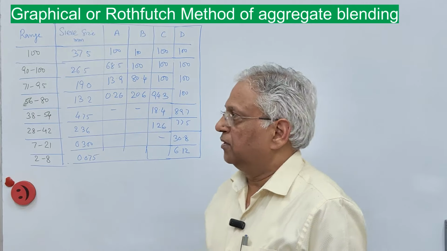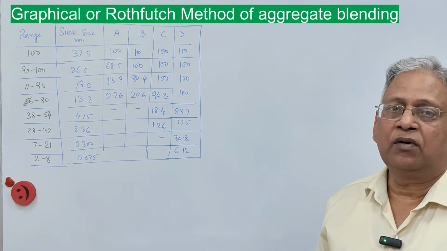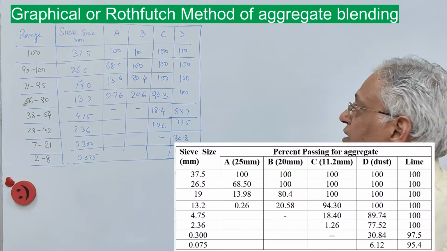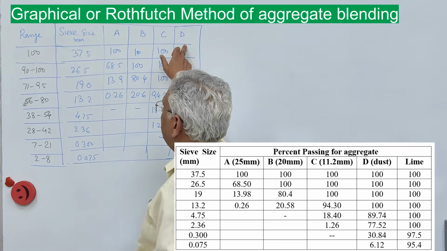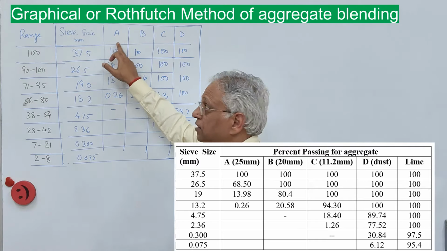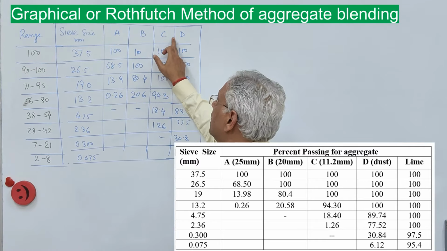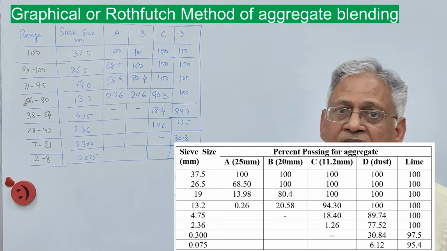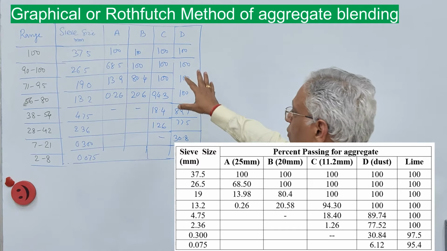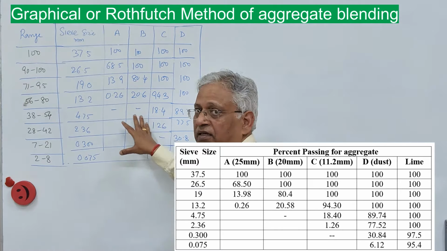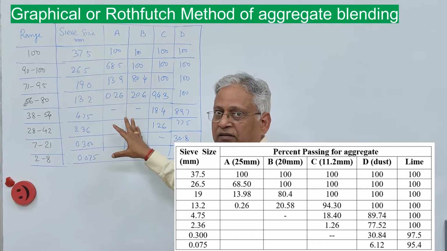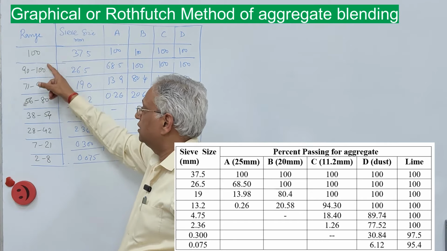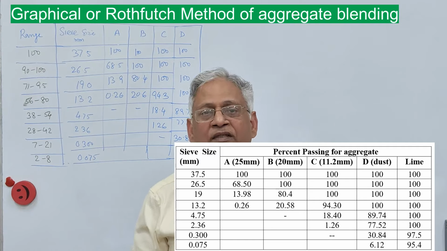Let us take one example where you have to design the mix for dense bituminous macadam. And at site, you have 4 aggregates, let us say A, B, C and D, maybe 25 mm size, 20 mm size, 10 mm and dust. You can also have lime or cement if you are adding it as a filler. Now these 4 aggregates are to be mixed in a suitable ratio to get the final grading which will be in the range as specified in MORTH.